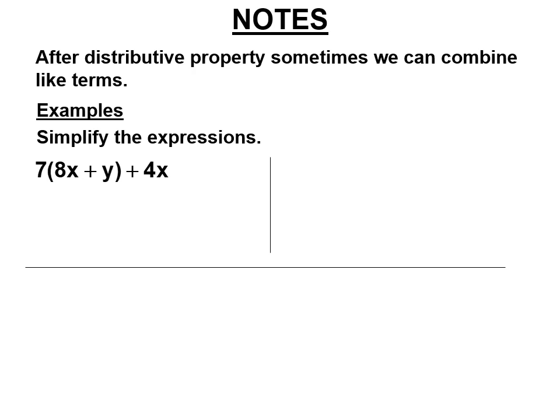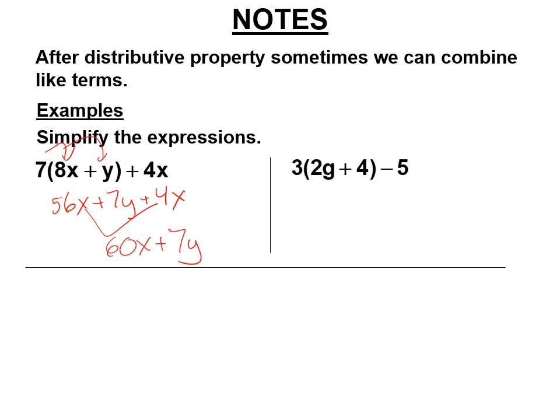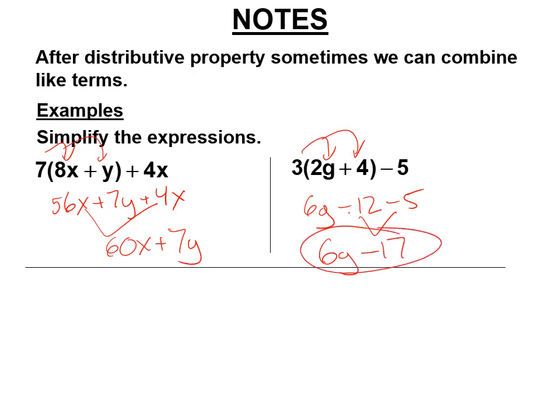Okay, so 7 times 8x is 56x, 7 times y is 7y, and then we have a plus 4x, so we must combine that with the 56x, and the answer is 60x plus 7y. 3 times 2g is 6g. 3 times 4 is 12. We don't multiply the minus 5, but we have negative 12 minus 5, which is negative 12 plus negative 5, negative 17. So this answer is 6g minus 17.